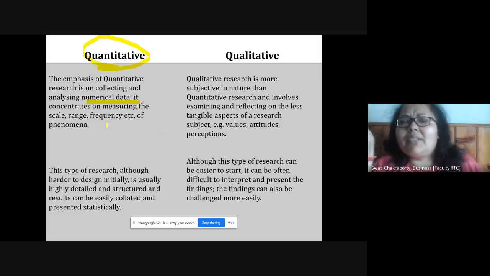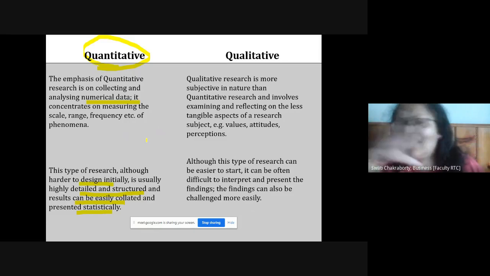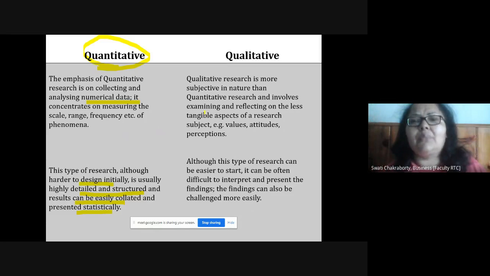So what happens? Whoever does this will come up with the same answer, right? It's difficult to design that model initially, but since it's highly structured and detailed, what happens? You get results very easily, and you can predict it and present it statistically because it's the same result. Whoever does it, the same result comes.